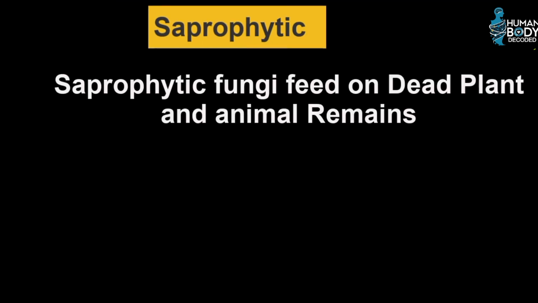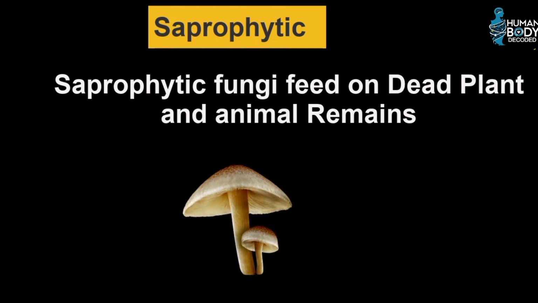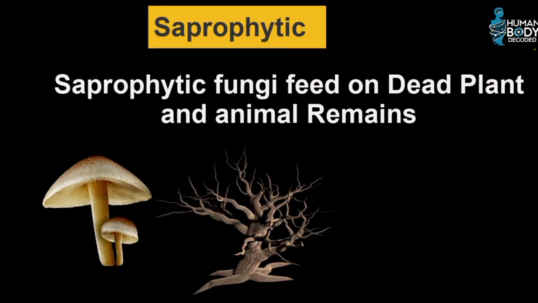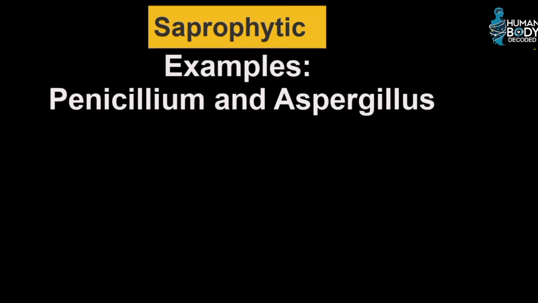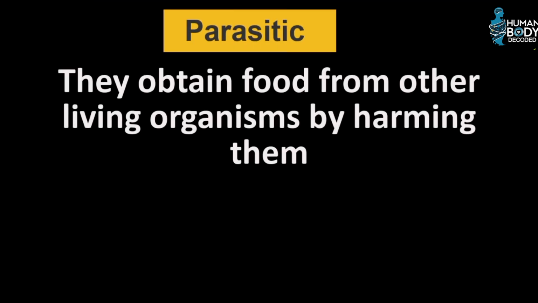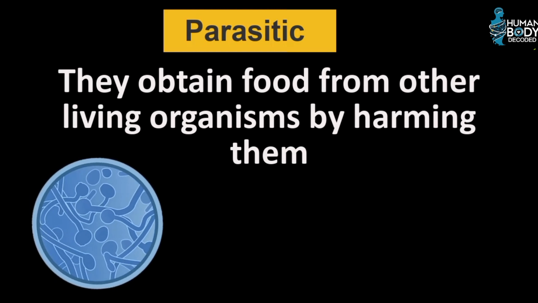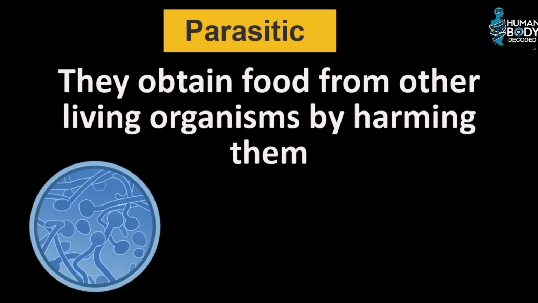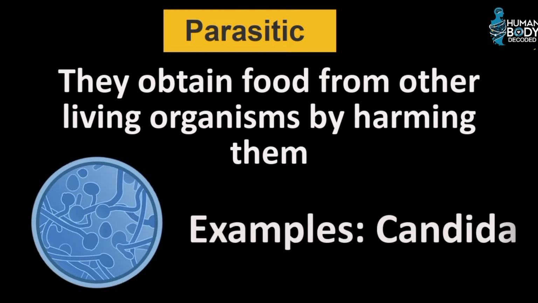The first classification is saprophytic fungi. These fungi obtain their food from dead organisms. These organisms could be plants or animals. Examples of saprophytic fungi include Penicillium and Aspergillus. The second classification is parasitic fungi. Parasitic fungi live on or within other organisms, harming them and obtaining their food from them. An example of a parasitic fungus is the Candida genus.